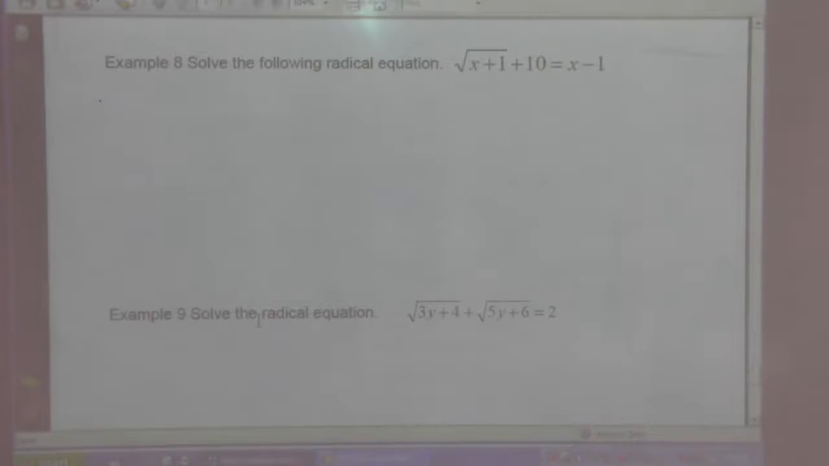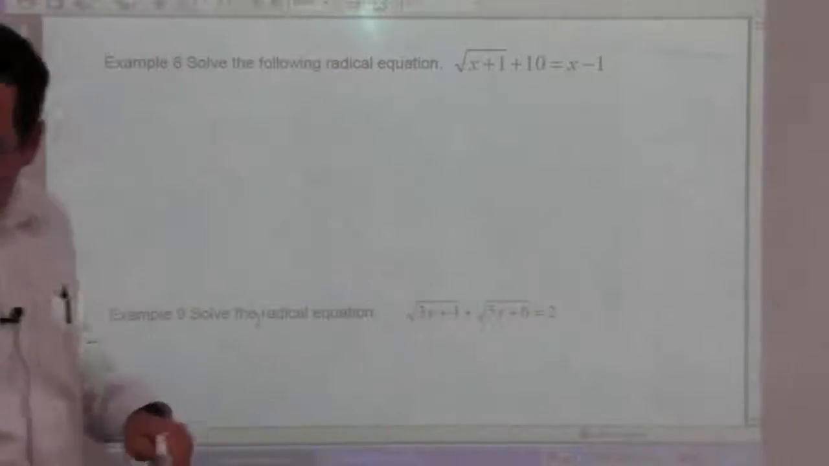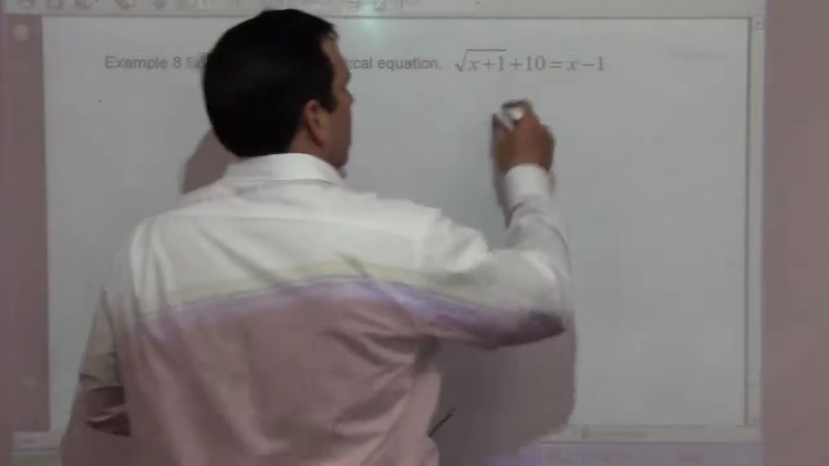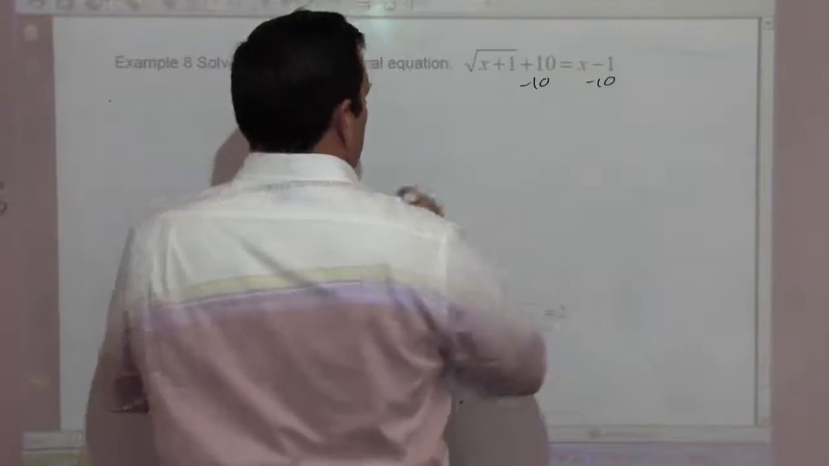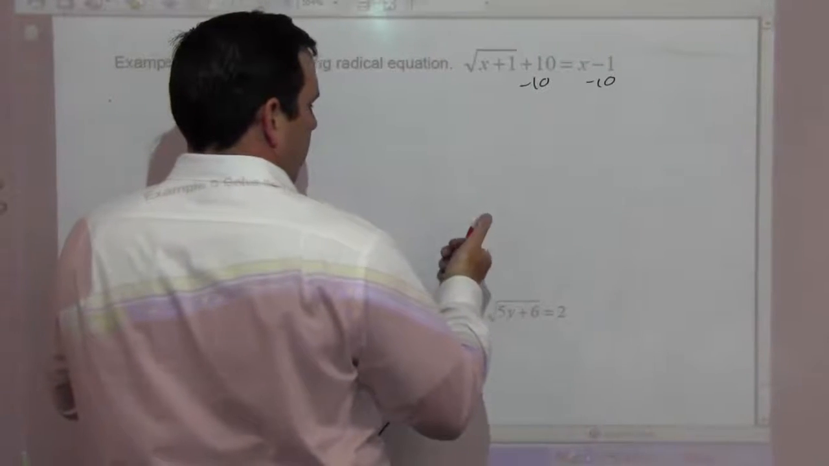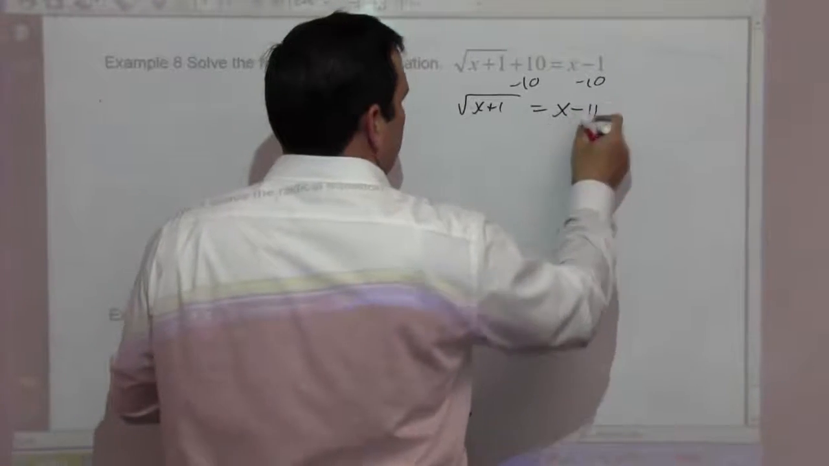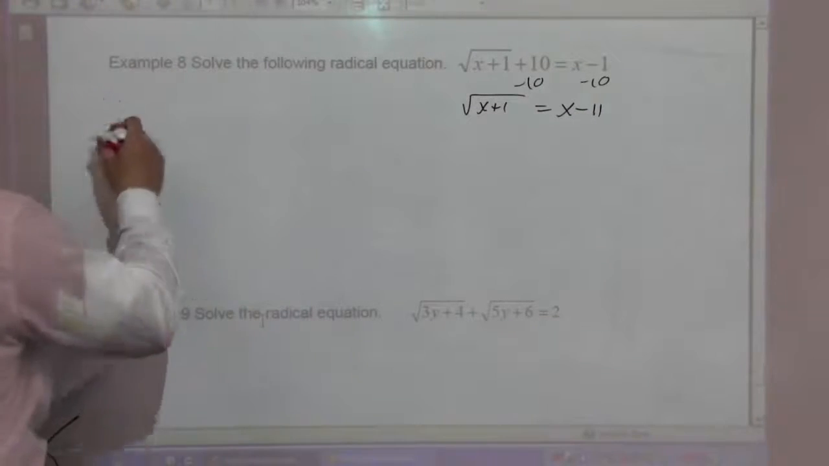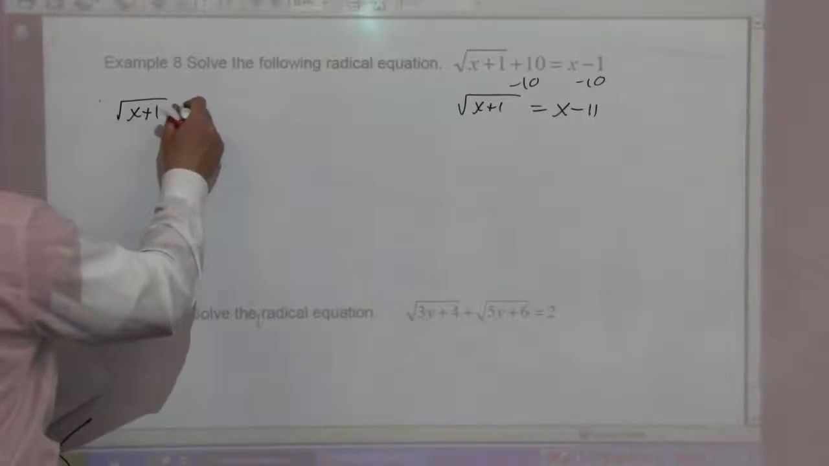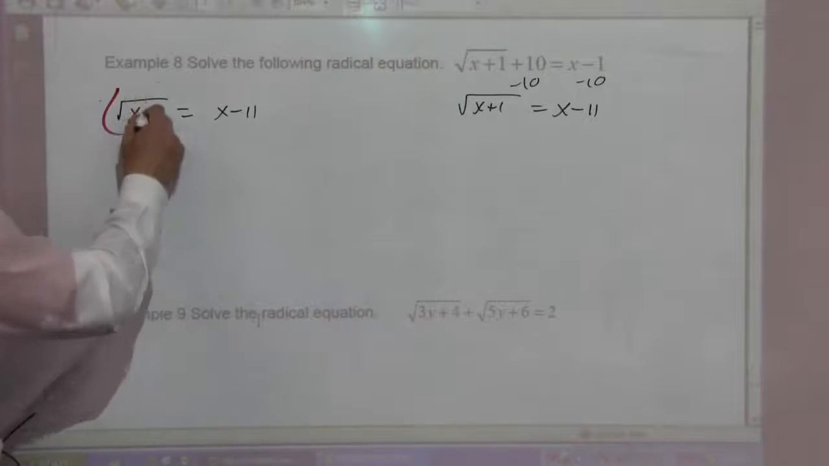Okay, let's run our last page actually for this section. We have the square root of x plus 1 plus 10 equals x minus 1. So if I subtract the 10, we would have the square root of x plus 1 equals x minus 11. We're going to square both sides because that'll undo the square root.